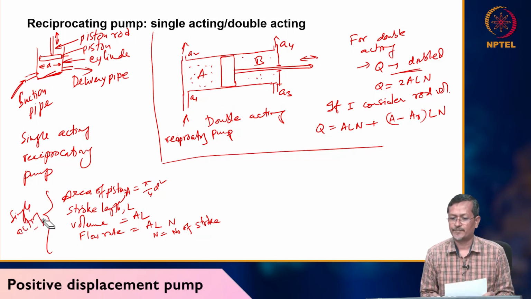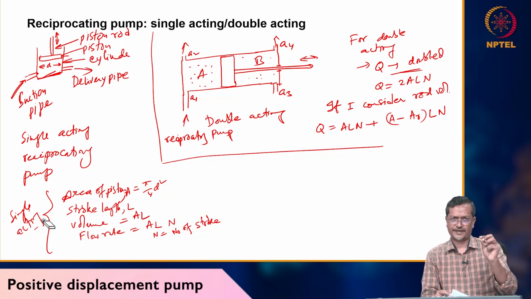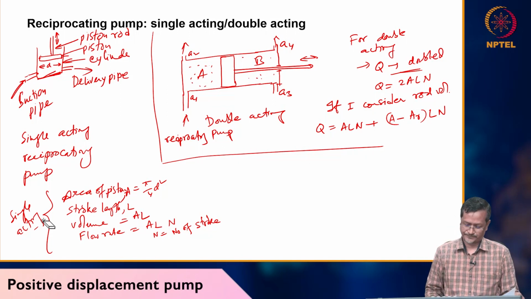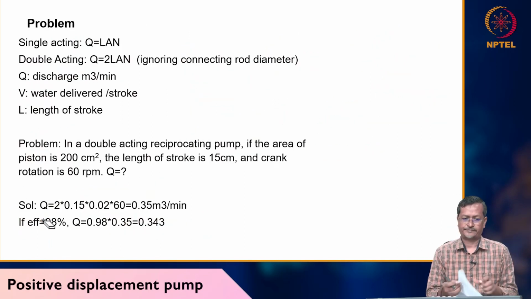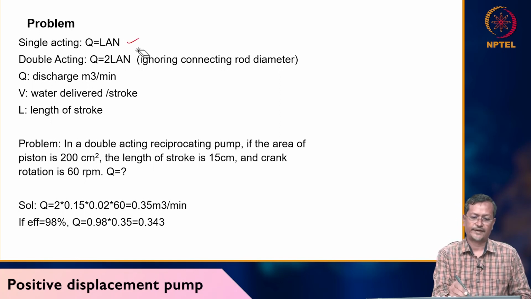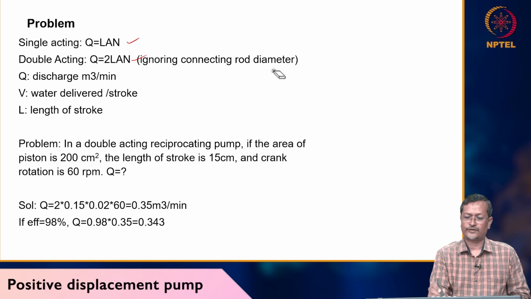Okay. But if you assume that piston rod is very thin and it will not take lots of volume, so you can ignore. So, you can see one problem, single acting formula Ln, double acting 2Ln, ignoring connecting rod diameter, discharge meter cube. So, unit or SI unit, water delivered per stroke, L is length.